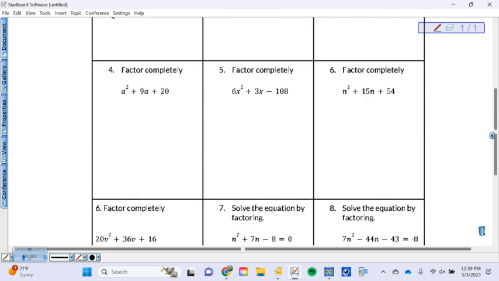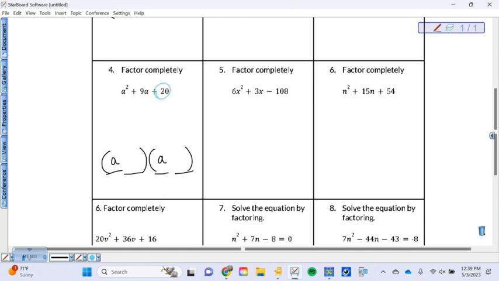Look at 4. It says factor completely. That just means I need to come up with the 2 binomials that will multiply together to give me this. That means I have 4 slots to fill. What is definitely going to be my first times first? A times A. How do I figure out what I put here and here? What do I need to look at?